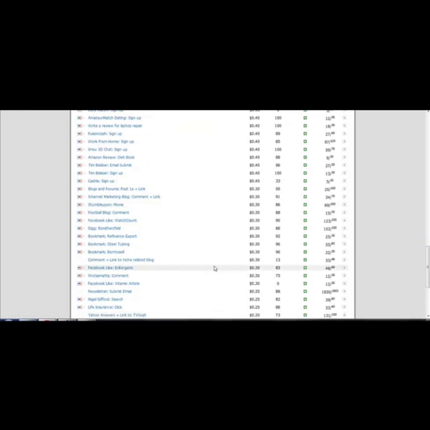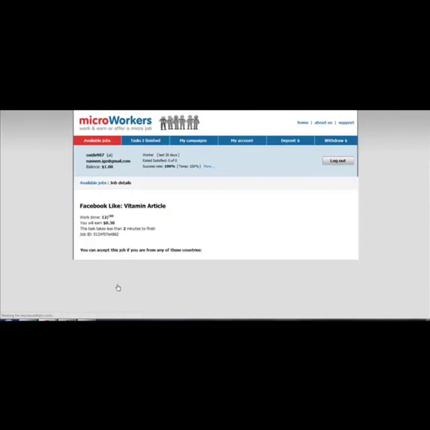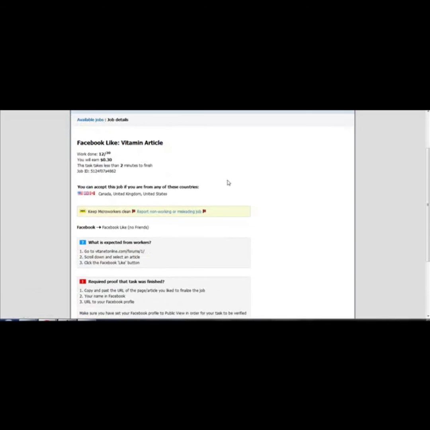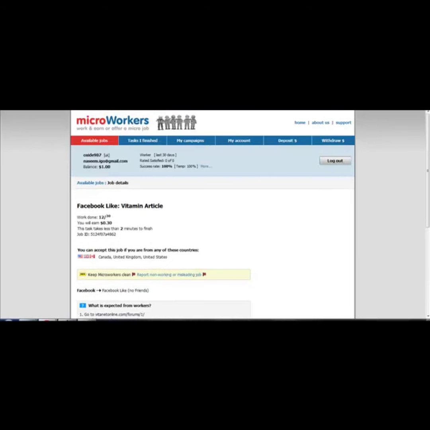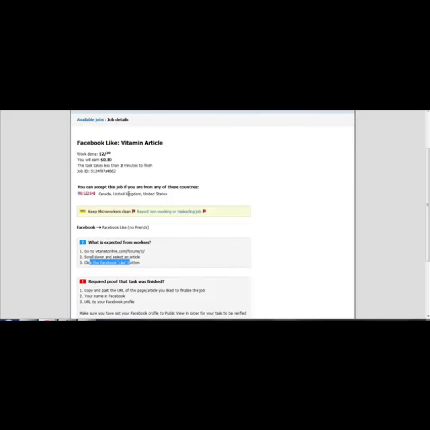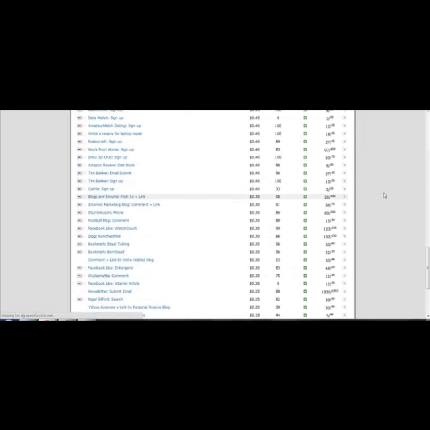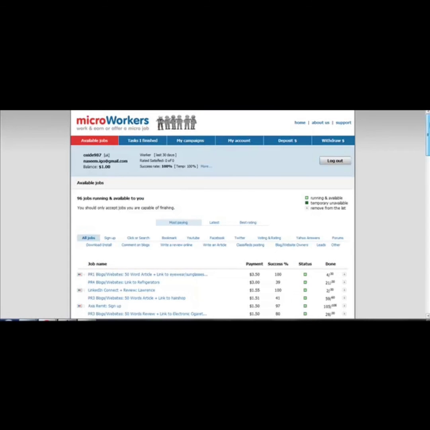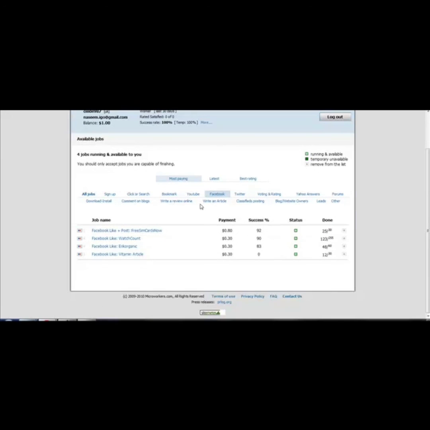Okay, let's go down. Facebook like vitamin article. For 30 cents, it wants people to go to this site, scroll down and select an article, click the Facebook like button, and there you go. And that's what people are basically doing, to be honest. Let me just click on the Facebook tasks. Okay, there's 3 or 4 Facebook tasks here. Same guy's probably getting people to like his article.